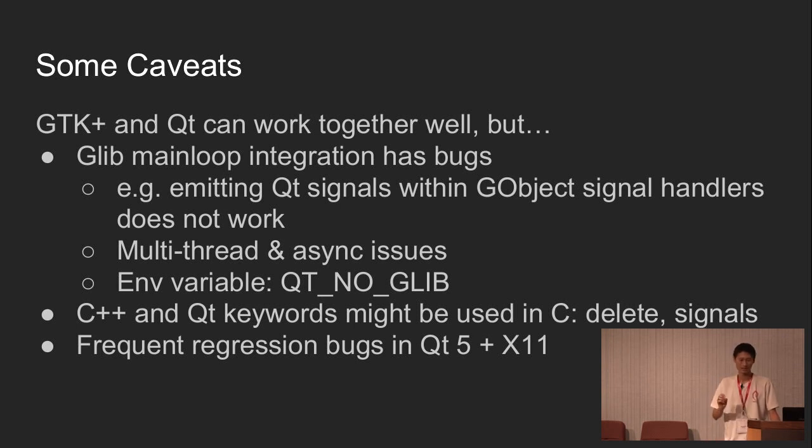And also, in the source code of glib and GIO, there are some variables named signal, but signal is a Qt keyword. So if you try to include this header file in your Qt program, you will have problems. So you need to disable the Qt macro with some compiler definition, then this will fix the problem.